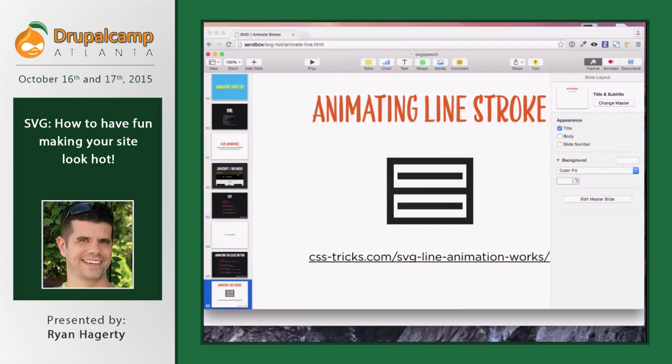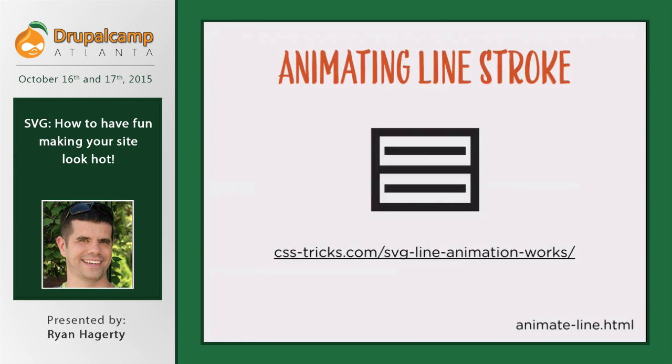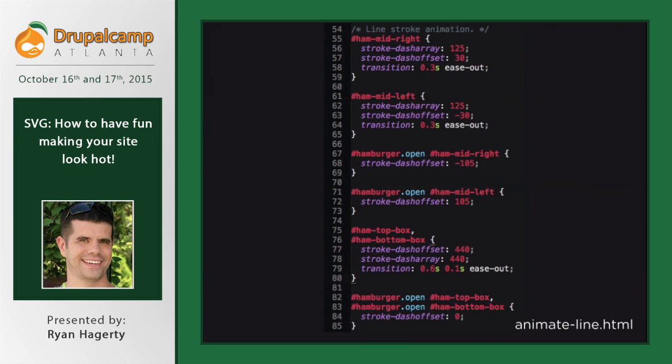So if we check it out in the code, all right, so I start off right here, right? Ham top box, ham bottom box. So I'm setting this dash offset and this dash array. The dash array is 440 pixels, right? And that's actually the length of the entire line. That's why you don't see it. And then when I open it, I'm actually animating where that gap goes. So I'm moving it negative 105 for the right one and 105 for the left one.